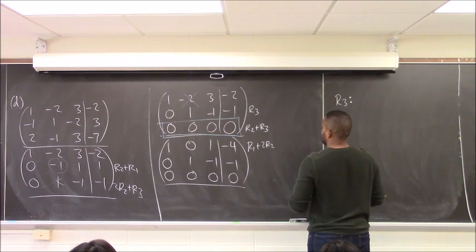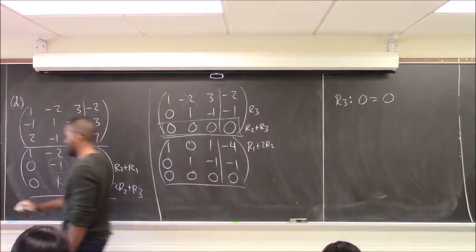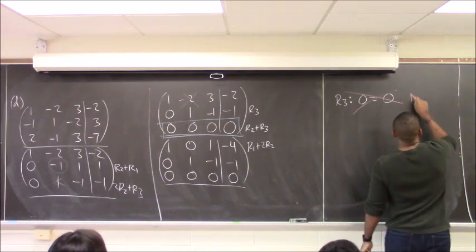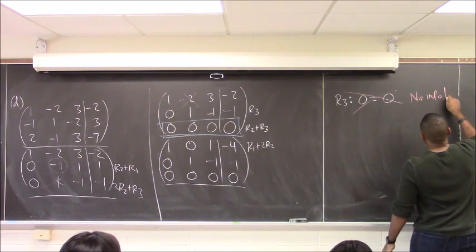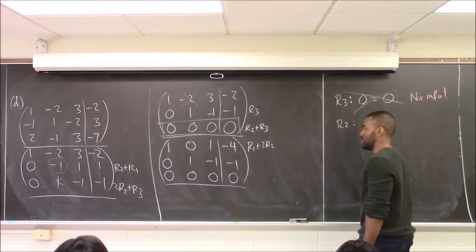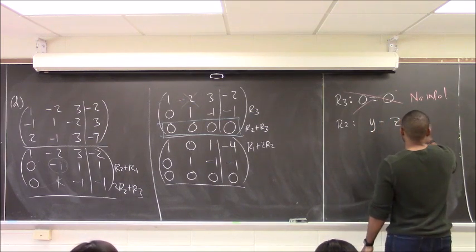What does row 3 tell us? Well, row 3 tells us 0 equals 0. Well, no information there. Thank you, Captain Obvious. So we just keep going. Row 2, what does row 2 tell us? Well, y minus z equals minus 1.